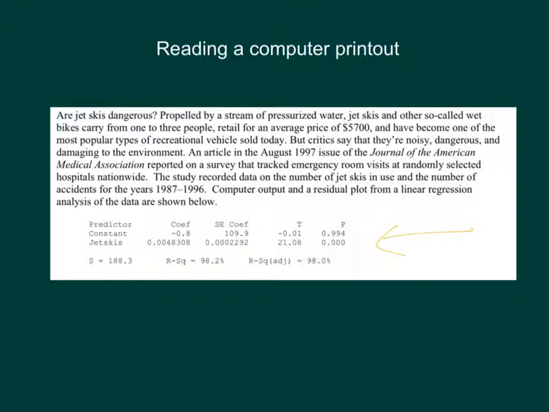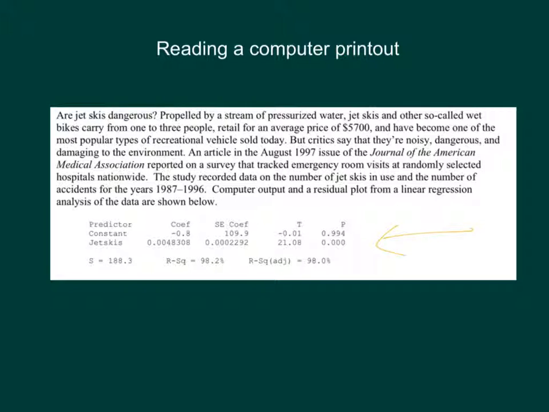An article in the August 1997 issue of the Journal of American Medical Association reported on a survey that tracked emergency room visits at randomly selected hospitals nationwide. The study recorded data on the number of jet skis in use, so that's one of the variables, and the number of accidents for the years 1987 to 1996. Computer output and residual plot from the linear regression analysis of the data are shown in this printout.